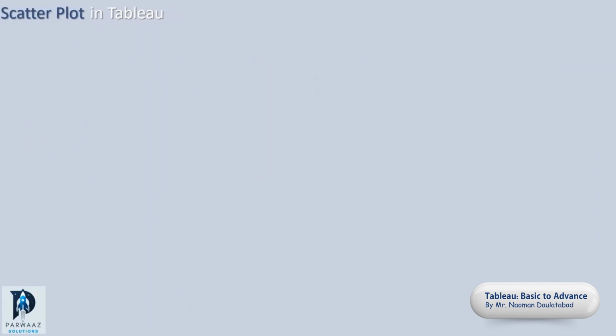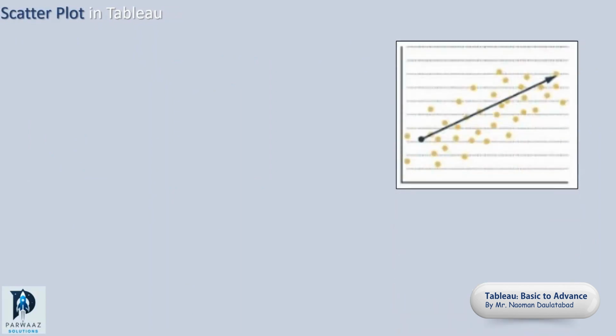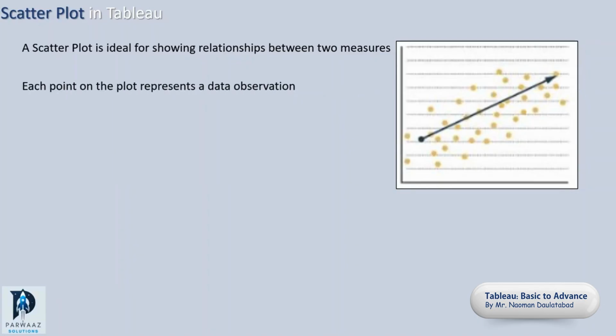Then we will check the scatter plot. The scatter plot is a graphical representation of data points plotted on x and y axes to show the relationship or the correlation between two variables. It helps identify patterns, trends, clusters, and outliers in the data. Each point on the plot represents a data observation.